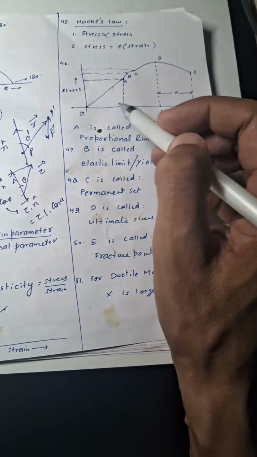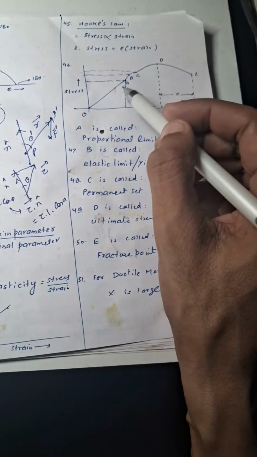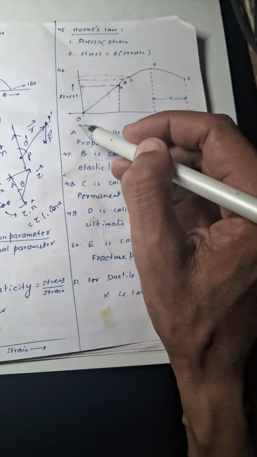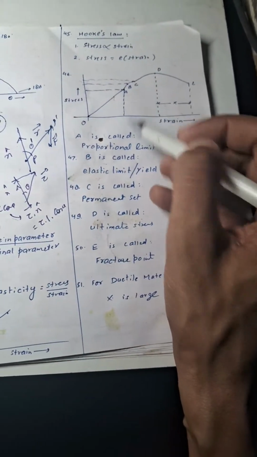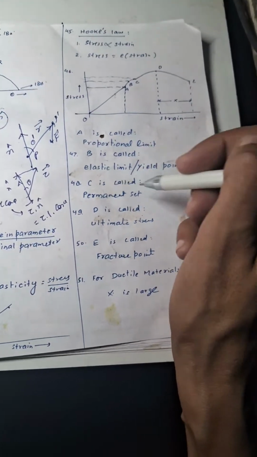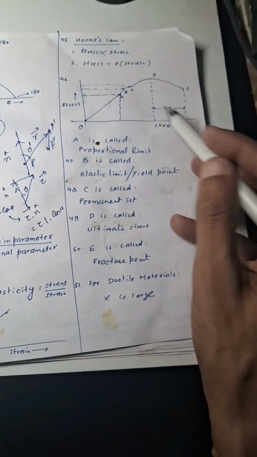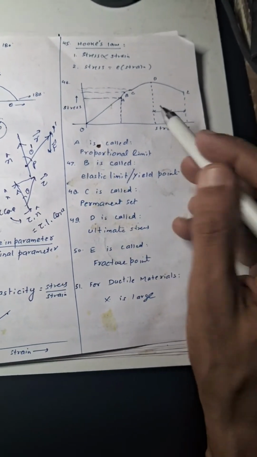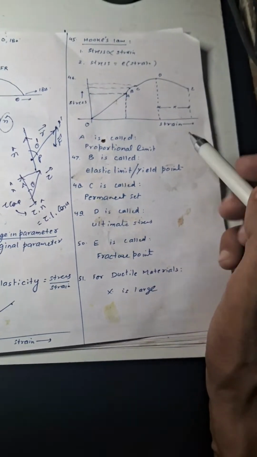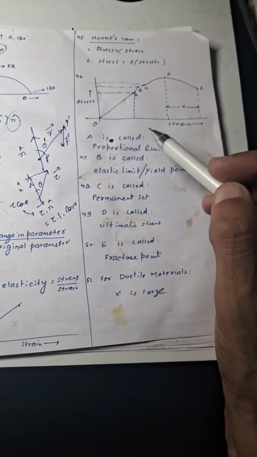Now if we see the graphical analysis of stress versus strain for a general graph, that is a curve like this. We have the points O, A, B, C, D and E. Here point A is called the proportional limit, point B is called the elastic limit or the yield point, C is called the permanent set, D is called the ultimate stress point, and E is called the fracture point. For ductile materials the difference between D and E is large, and for brittle materials it is very small. So this is the analysis of the graphs related to stress and strain for a particular curve.